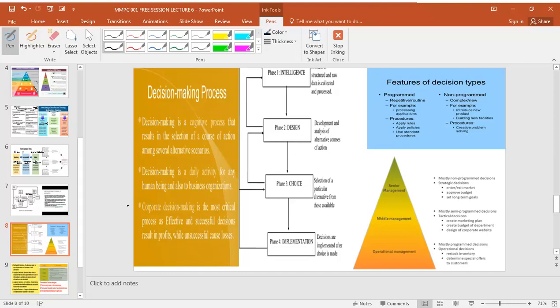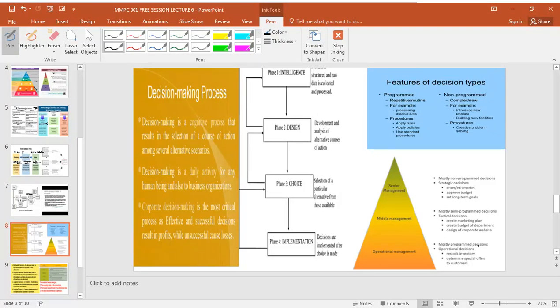We already know that there are three levels as far as an organization is concerned: the lower level, middle level, and top level. At the lower, operational level, that is operations management, day-to-day operation based decisions take place. Here they restock inventory and determine special offers for customers. When we come to the middle management, they are the tactical decisions, like creating a marketing plan, one to two year based plans. Those are semi-programmed decisions, right?